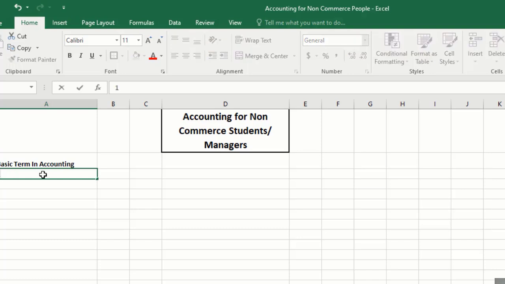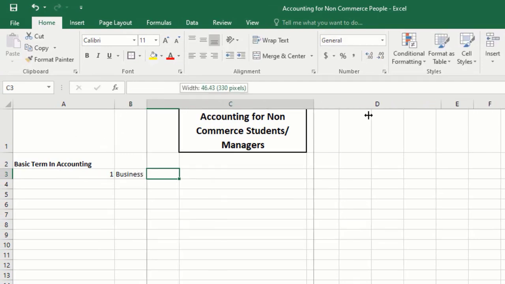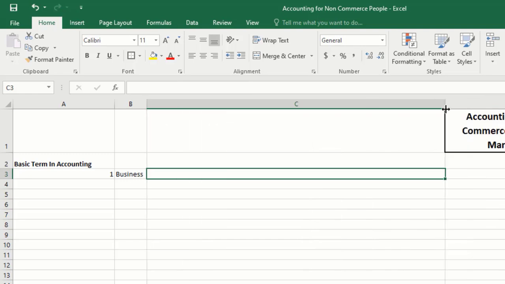So basic terms in accounting. Number one, let's start with the first one. Let's think about business. The very first question is, sir, we are going to talk about accounting for business, so what is business? Business has many definitions in many books. Many international authors, many national authors, many authors in your countries have spoken about business in different languages. But being a non-commerce person, being a refresher course person, understand only one point.